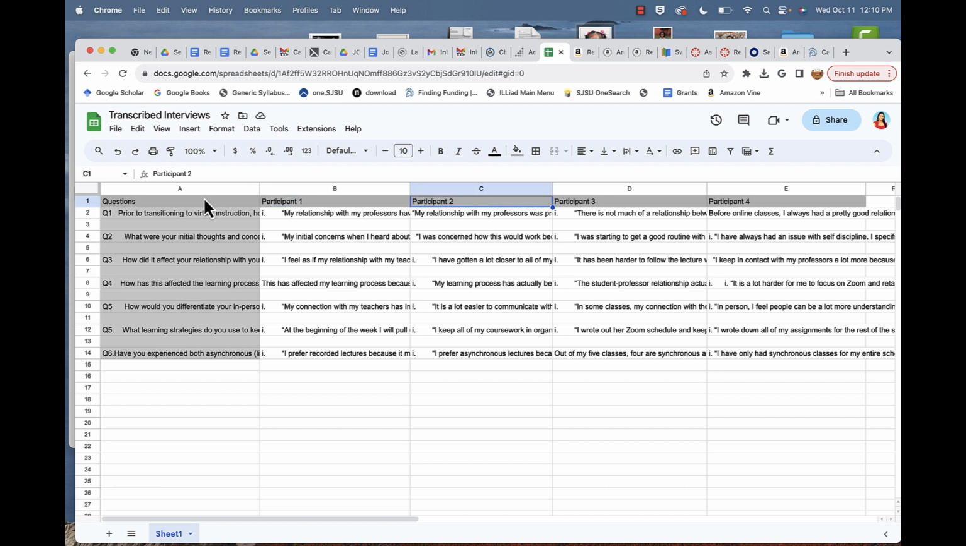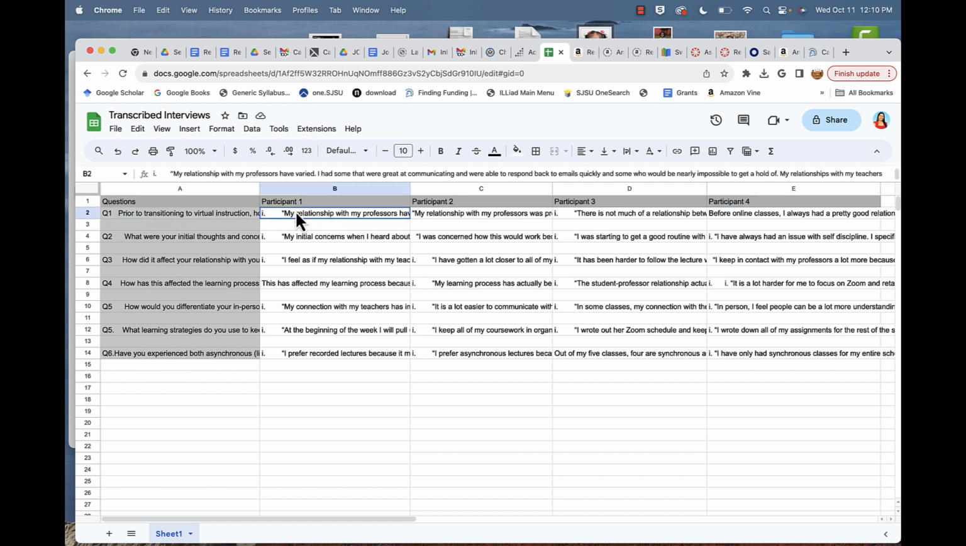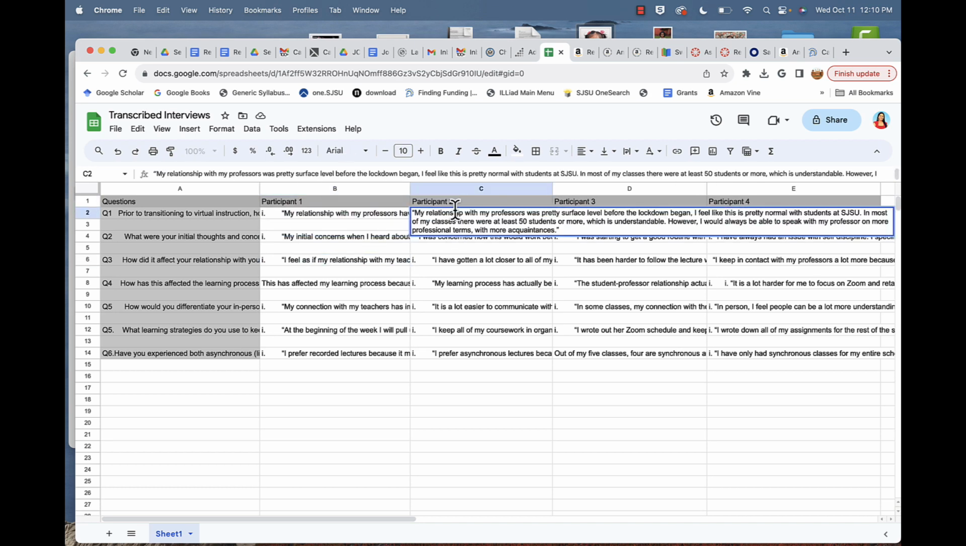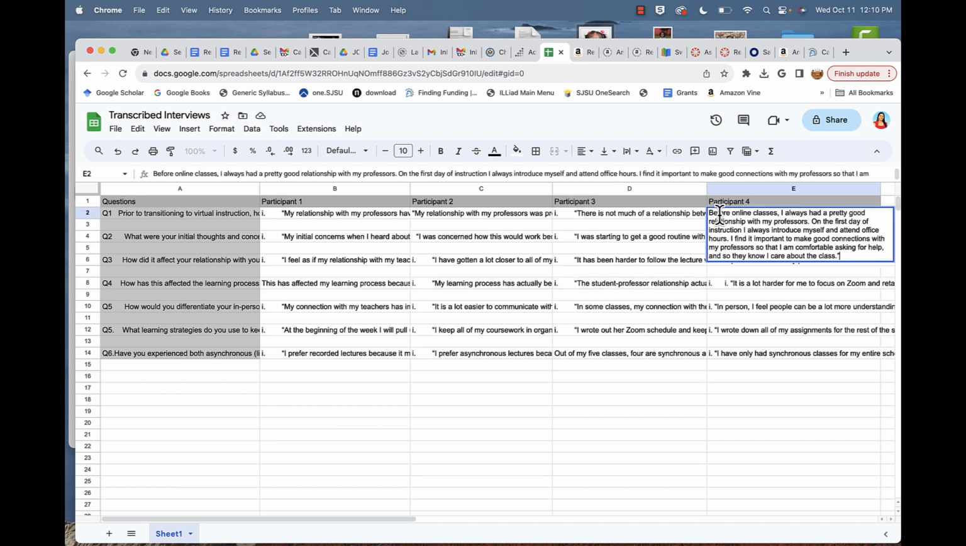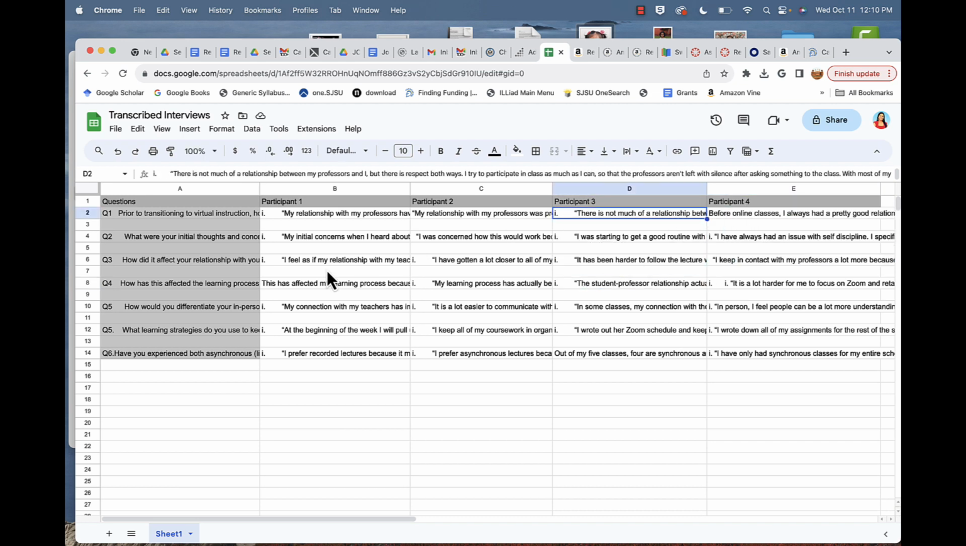At the top, you can see my participants. I haven't used all my participants here just for the sake of providing some clarity, but I have my participants on the top and the questions on my left. The answers to the questions from participant 1 are right below the columns under each participant's name or anonymous name.